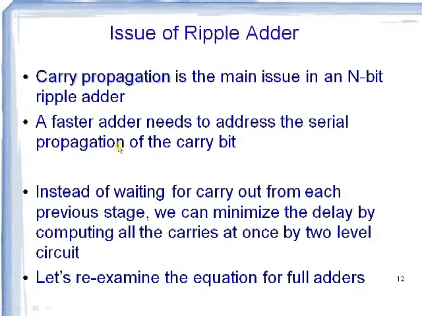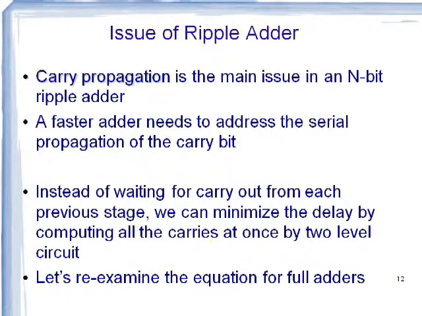Now, in order to avoid the drawbacks of a ripple carry adder, we are going with the carry look ahead adder. What we are doing over there: instead of waiting for the carry out from each previous stage, we can minimize the delay by computing all the carries at once by a 2-level circuit. With this, the delay will be reduced.